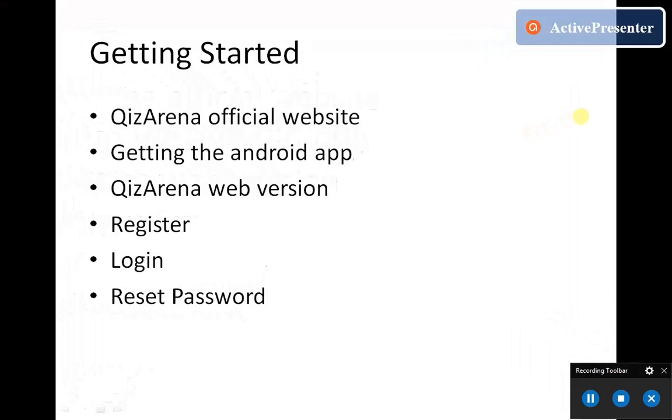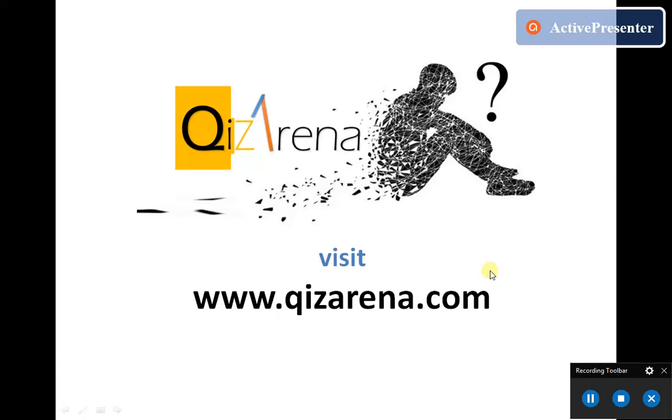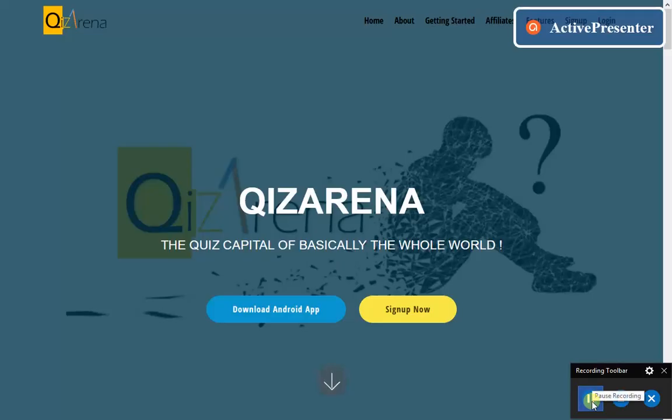So we're going to be taking item number 1, the QizArena official website. After launching your browser, type www.QizArena.com into the address bar and search. This will navigate you to the QizArena official website, like so, where you could have access to every information you need to know about the QizArena project, like the about, the getting started, the affiliate programs, the features, and you could also sign up on QizArena from the QizArena official website. You can also log in to QizArena from the QizArena official website.